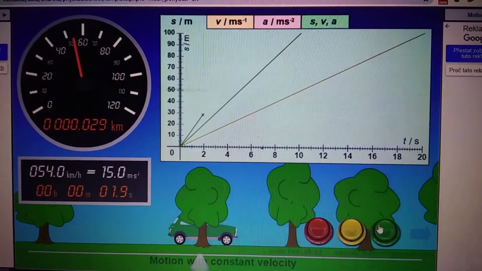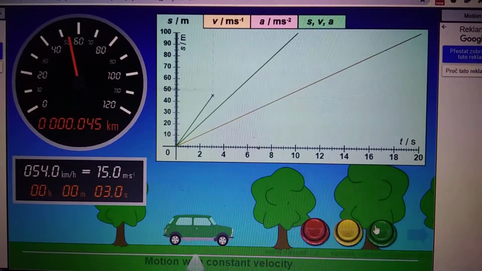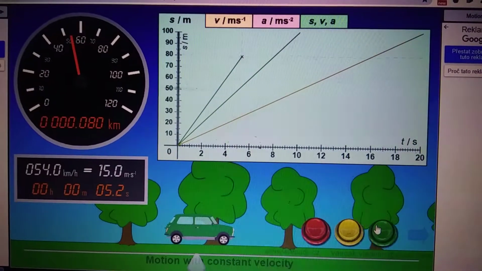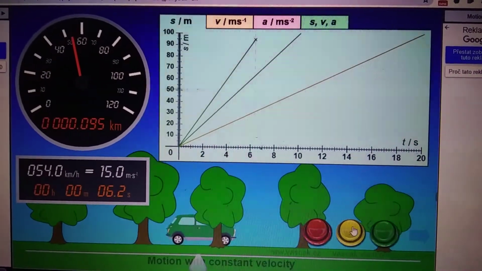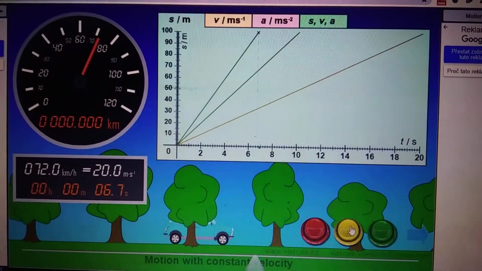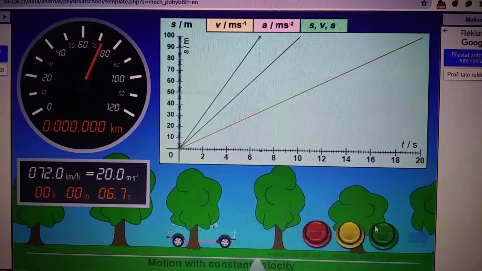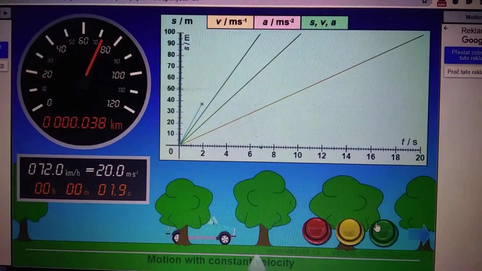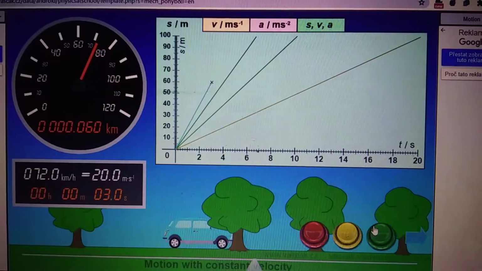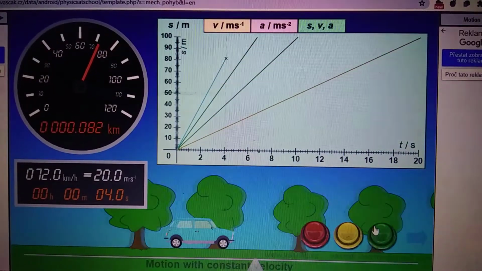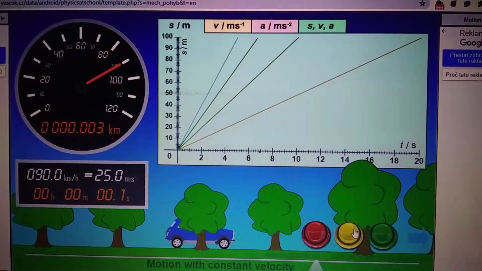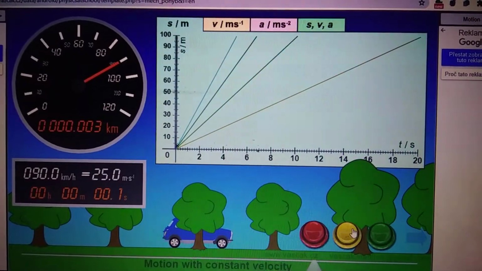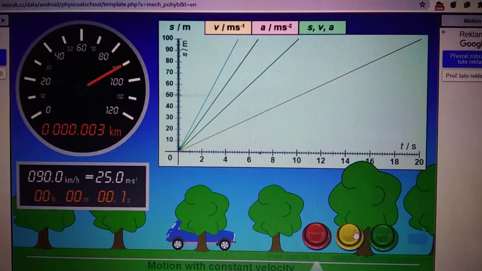Now it is going with 54 km per hour. You convert the 54 into meters per second by multiplying by 5 by 18, and you will get 15 meters per second. Now the car is going with 15 meters per second, and the next journey is also going to start now. It is going with 72 km per hour, that is 20 meters per second. So now the time for the journey is reduced. The larger the speed or velocity, the less the time. But the car is going with constant velocity.